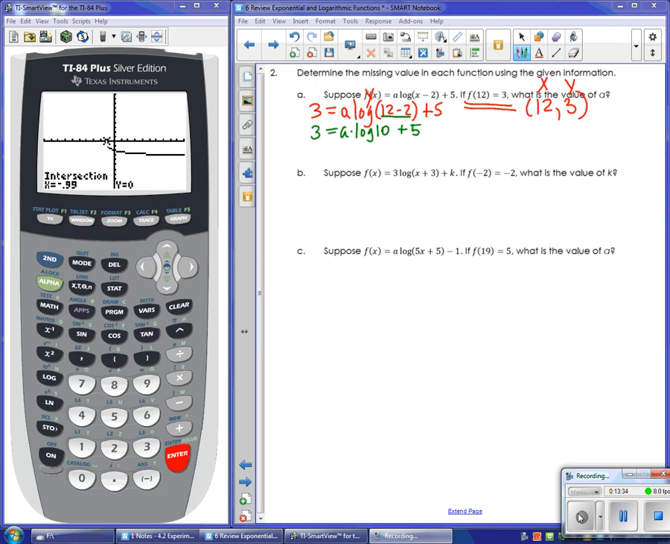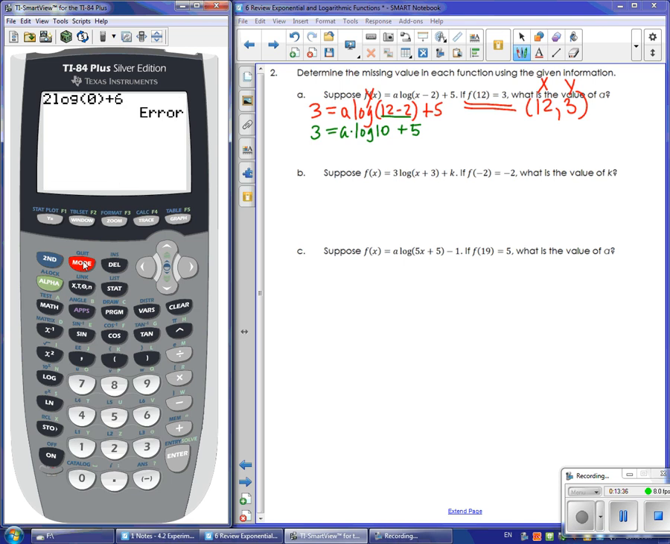Well, the log of 10 is something that I can actually evaluate on my calculator. If I go to my log button and press 10, I find that the log of 10 is just 1. Well, remember, here is just multiplication. Since I'm multiplying a times the log of 10, and I just figured out that the log of 10 is 1, this equation basically boils down to this.